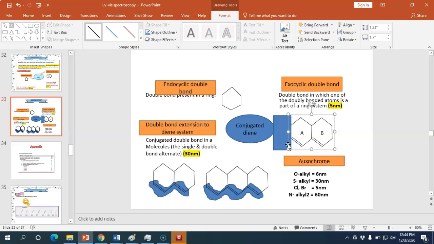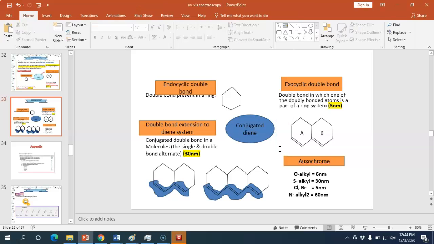So in this structure, A and B compound ni, dalam structure ni, we have one exocyclic double bond. The value is 5. Let's say if you have two exocyclic double bonds, you must multiply by 2. So 5 times 2 dapatlah 10 kalau ada 2. Dalam kes ni dia hanya ada 1 exocyclic double bond.